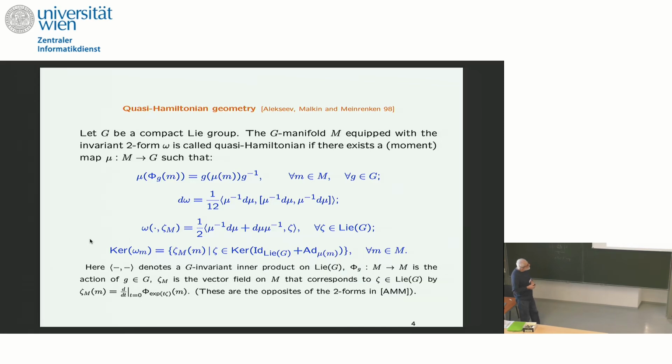Then the exterior derivative of this 2-form is not 0, but it is obtained by pulling back this famous 3-form from the group manifold. Of course, this is in matrix notation, so you have there the left invariant Maurer-Cartan 1-form on the group manifold, and so on. And then this is zeta. Zeta is an element of the Lie algebra, and zeta_M is the vector field on the manifold which generates the action. So it is supposed to be related to this 2-form and the moment map by this equation.